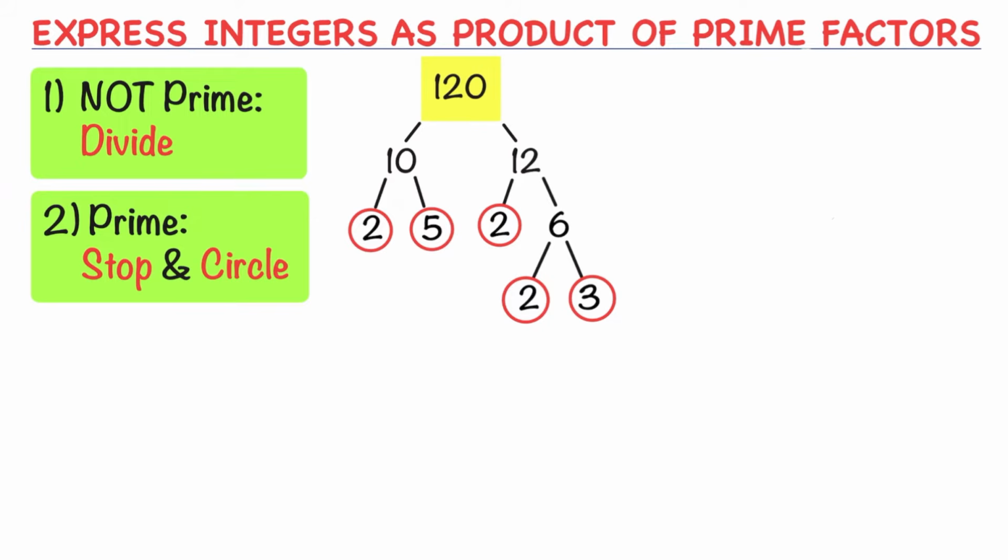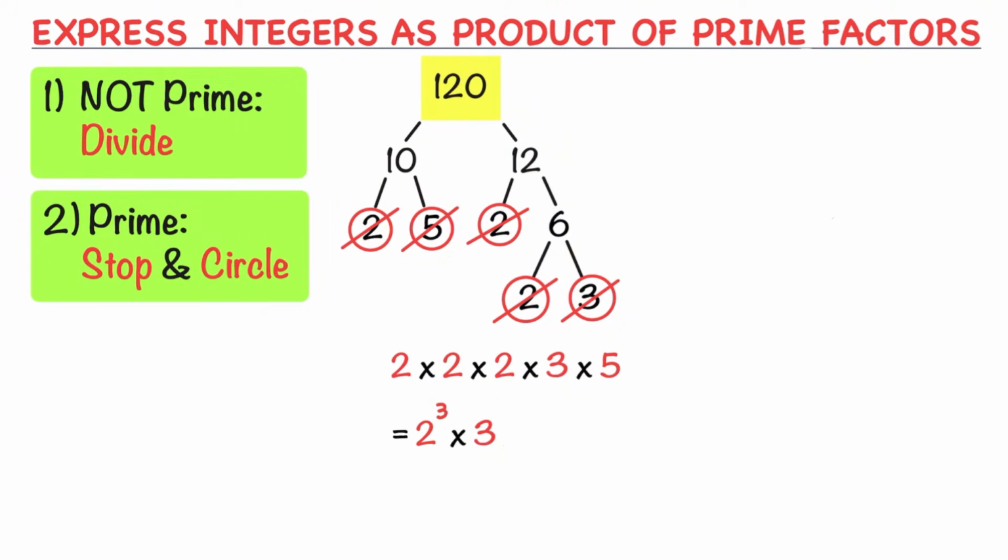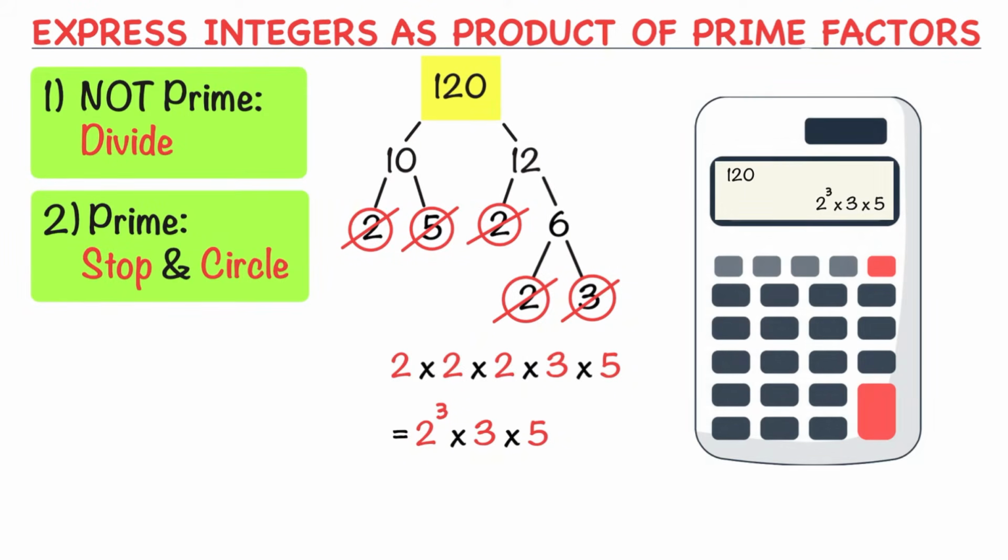We need to write it out as a product of prime factors. 2 times 2 times 2 times 3 times 5, which can be simplified to the product of powers of prime factors. 2 cubed times 3 times 5. You can put this calculation into your calculator to check if it multiplies back to 120.